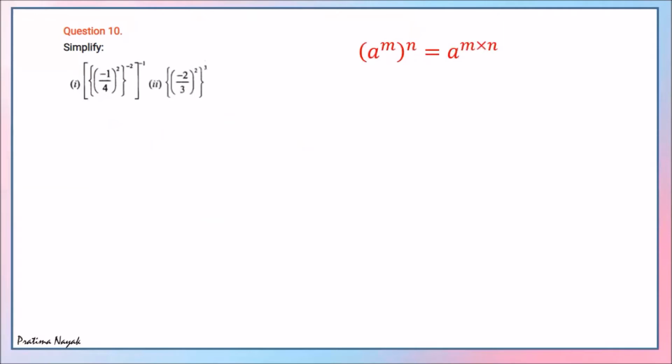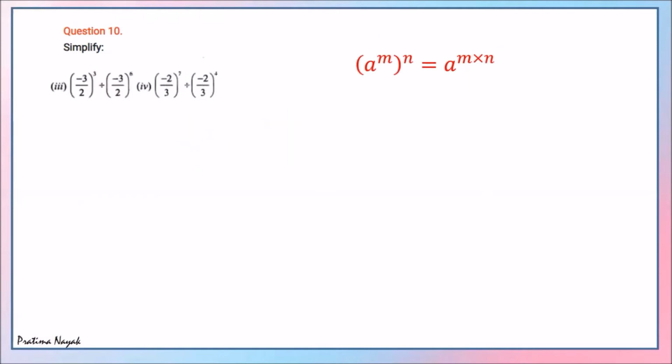Next is part 2. Part 2 also I'll write, because we won't write rational number here, only simplification. So minus 2 by 3, and here the powers will be multiplied. 2 into 3. How much will it be? It will be 6. So minus 2 by 3 to the power 6. Next is third and fourth part. Same logic you will apply.